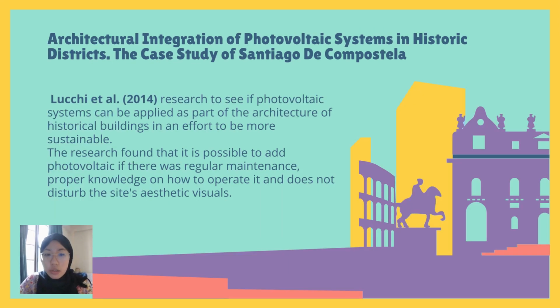And in contrast, the study by Lucci 2014 researched how photovoltaic system can be applied as part of the architecture of the heritage building, and I found that since the photovoltaic system can cover 68% of electrical consumption, it is sustainable. But in order to add it onto architectural heritage buildings, it has to be regularly maintained and properly applied with proper knowledge on how to apply and how to operate the system, and it should not disturb the aesthetic visuals of the site.